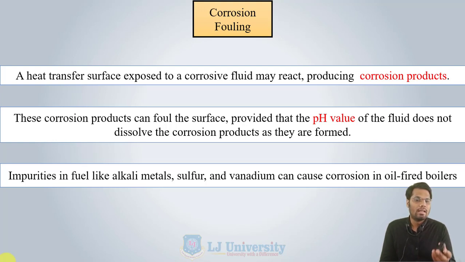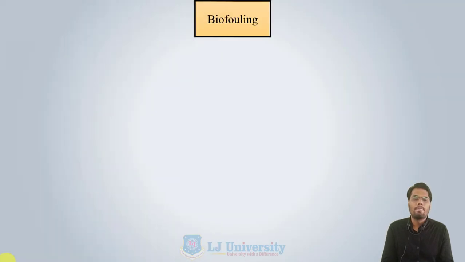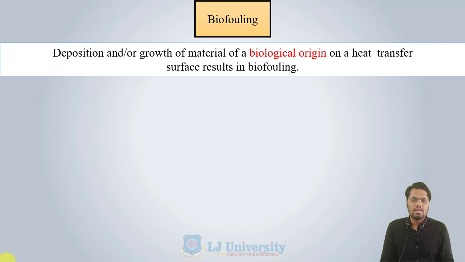Impurities in fuel like alkali metals, sulfur and vanadium can cause corrosion in oil-fired boilers. Corrosion is particularly serious on the liquid side, as we all know. Then biofouling, like algae, etc.